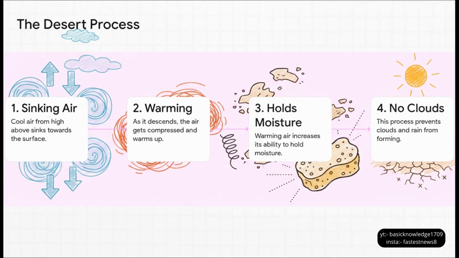Here's why. That cool, dry air from high in the atmosphere starts to sink. As it descends, it gets compressed and it actually warms up. Now here's the critical part. Warmer air can hold more moisture. So instead of releasing water, this sinking air is actually thirsty. It effectively sucks up any available moisture, which prevents clouds from forming.